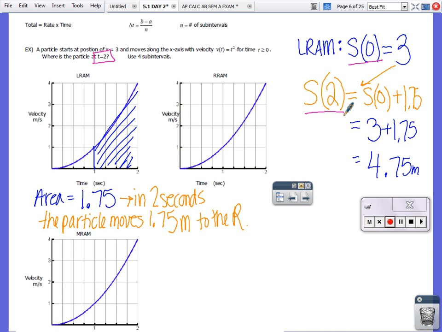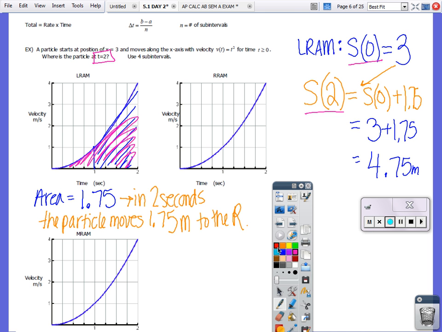So that's what this graph does for us. When I estimate that area, that's how I figured out the 1.75. So I was at position 3. I gained 1.75 meters. So now I'm at 4.75 meters. Okay? We good? Because now I'm going to ask you a different question that's a little bit trickier.